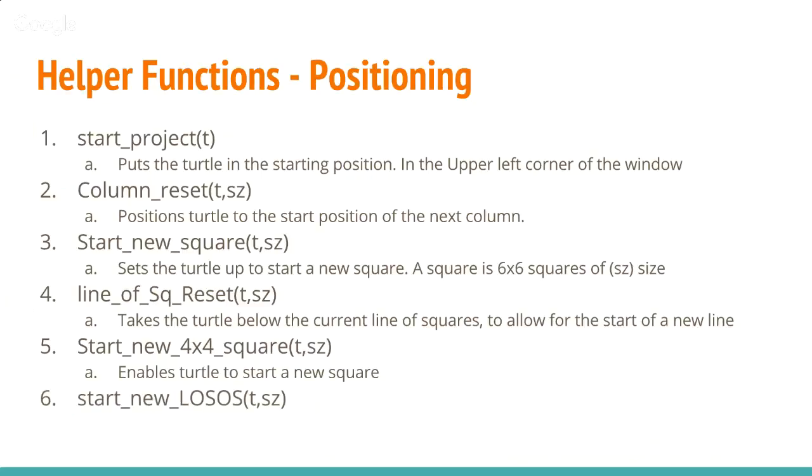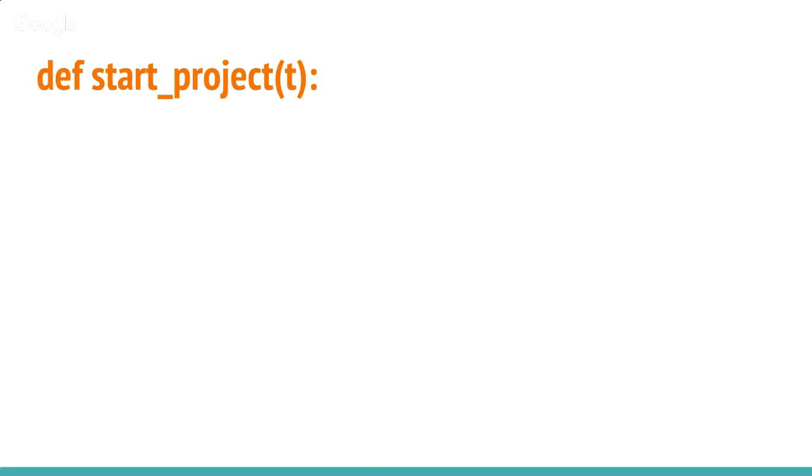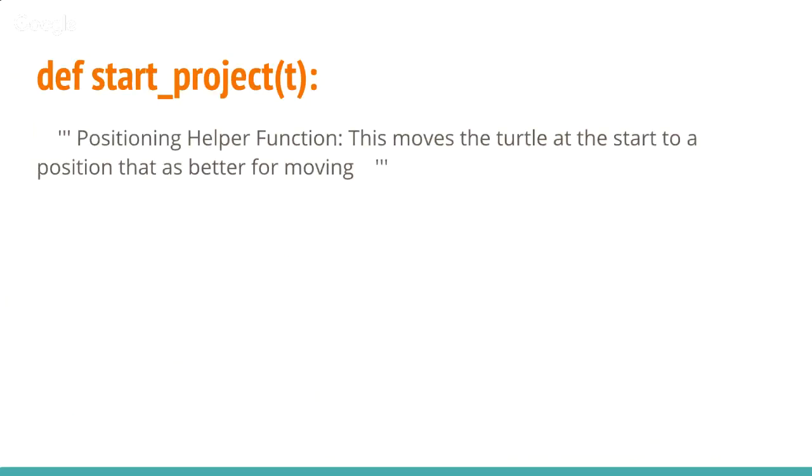And now I have start new LOS, which is line of squares. Basically, where the start new 4x4 square sets it up so I can draw a line of 6x6 squares. Excuse me, a 4x4. You know what I mean. And this basically returns it to a starting position so we can do another line of the larger squares. So start project, it's just a helper function.